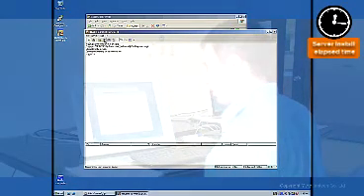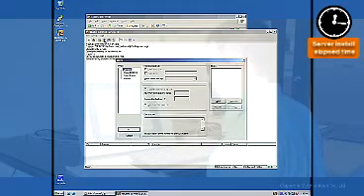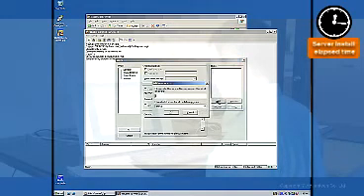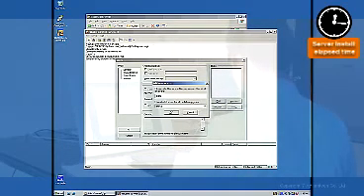Now we are creating a user. We are going to user. And we are going to add. I call the user ESOS. And I recommend you to write this down.